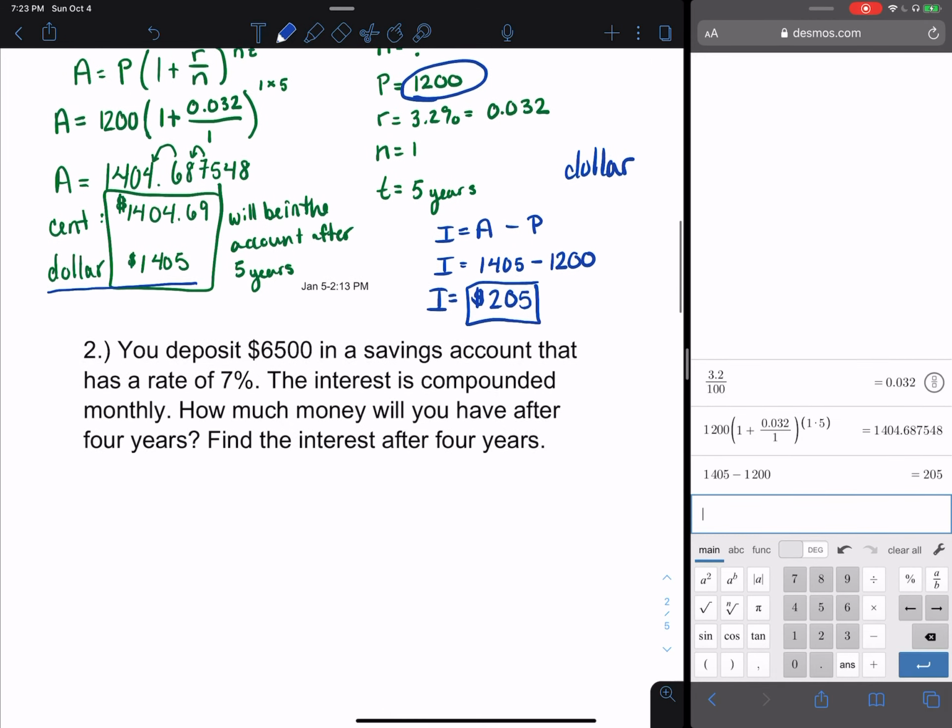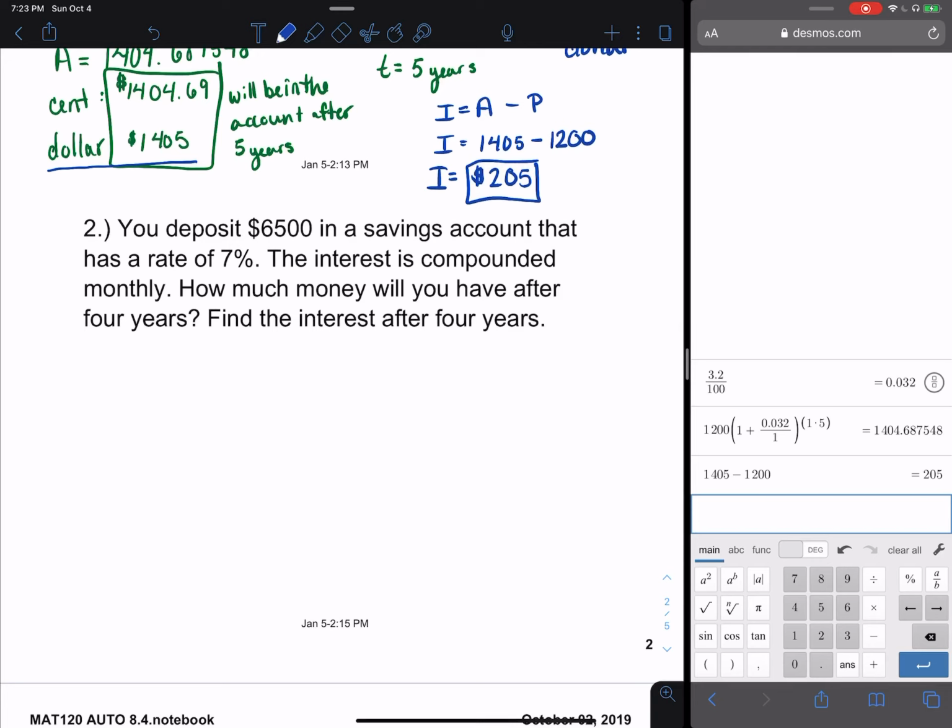Let's look at number 2. They tell us that we deposit $6,500 in a savings account that has a rate of 7%. The interest is compounded monthly. How much money will you have after 4 years? And find the interest after 4 years. So they're telling me that it's compounded monthly. That's my clue that I'm using compound interest because we have that word compounded. So I know I'm going to use my compound interest formula.